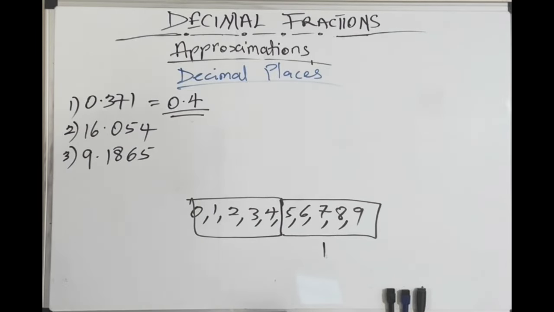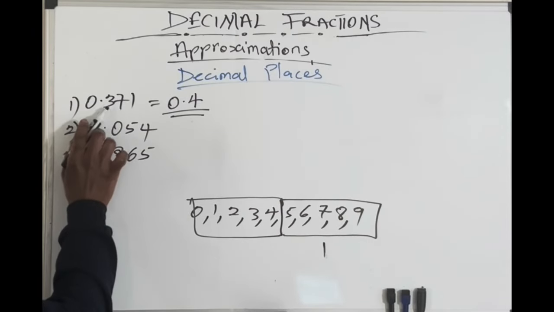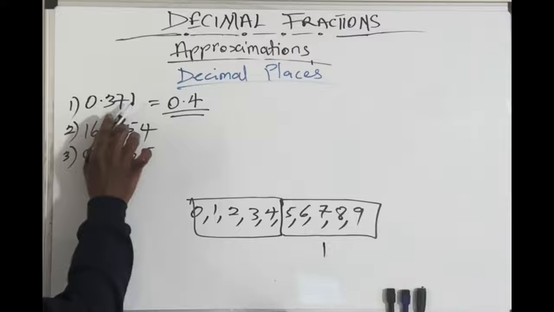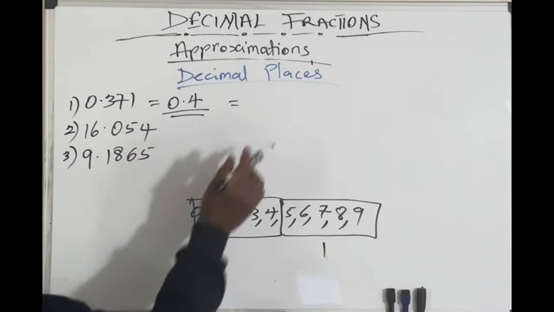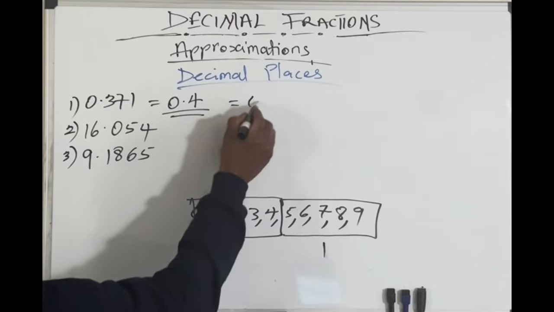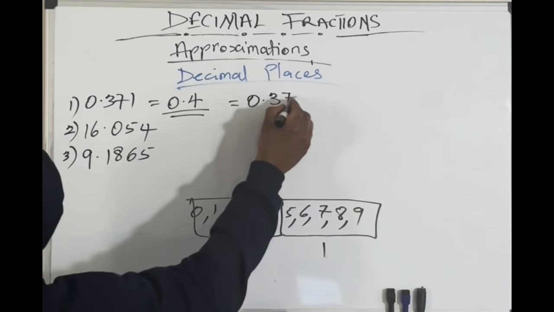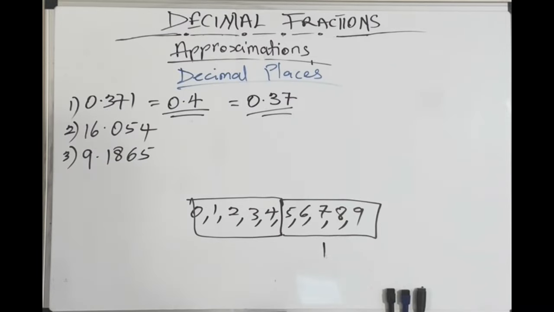The same question. Let's say change to 2 decimal places. 1 decimal place, 2 decimal places. The next number is what? 1. It falls in the 0 to 4 range, so we just ignore it. So 0.37 will be our answer.